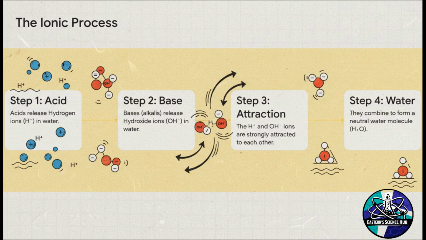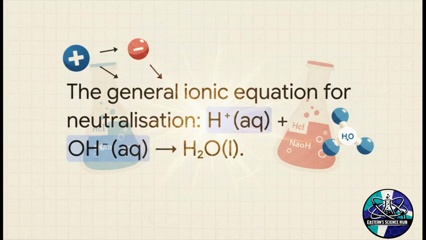Now you know what happens with positive and negative charges, right? They're powerfully attracted to each other. And that leads to the final step. They combine. The H+ and the OH- snap together to form a perfectly stable and electrically neutral water molecule, H2O. And this is the ionic equation that shows exactly what we just described.